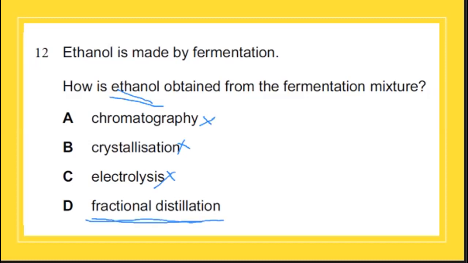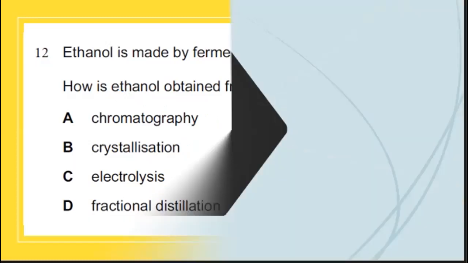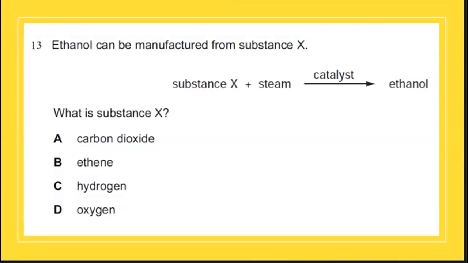Right, so ethanol is made by fermentation. What are we fermenting? We are fermenting glucose. And when glucose is fermented, we use yeast, which is an enzyme, as the active ingredient to help break down the glucose. And then from that, the ethanol can be extracted by fractional distillation. So the answer to this one is D as in dog. All right. Next question.